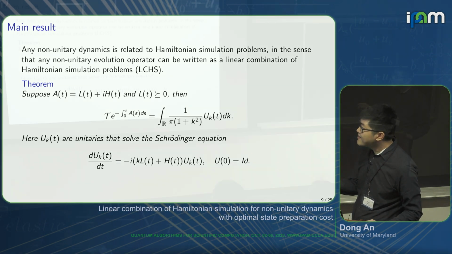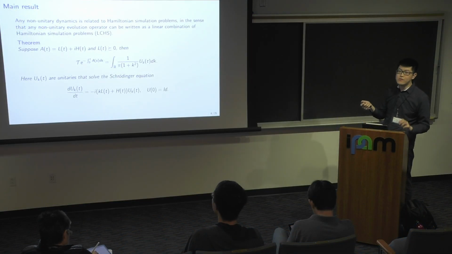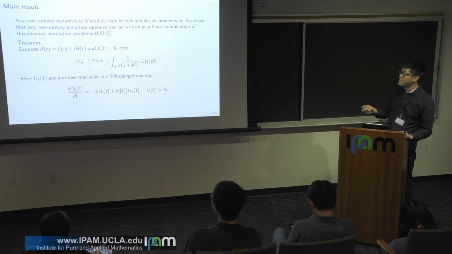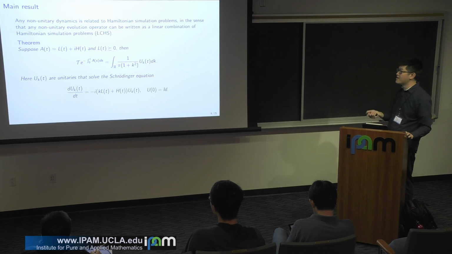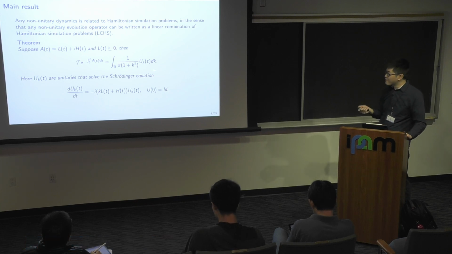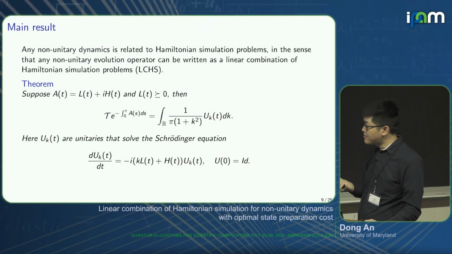For the left-hand side, it is the evolution operator of my general ODE. You can just view this as the time-dependent version of the evolution operator. It's basically just something like e to the negative At in the time-independent case. So the left-hand side is the evolution operator that we want, and on the right-hand side, I have a continuous linear combination of many unitaries.